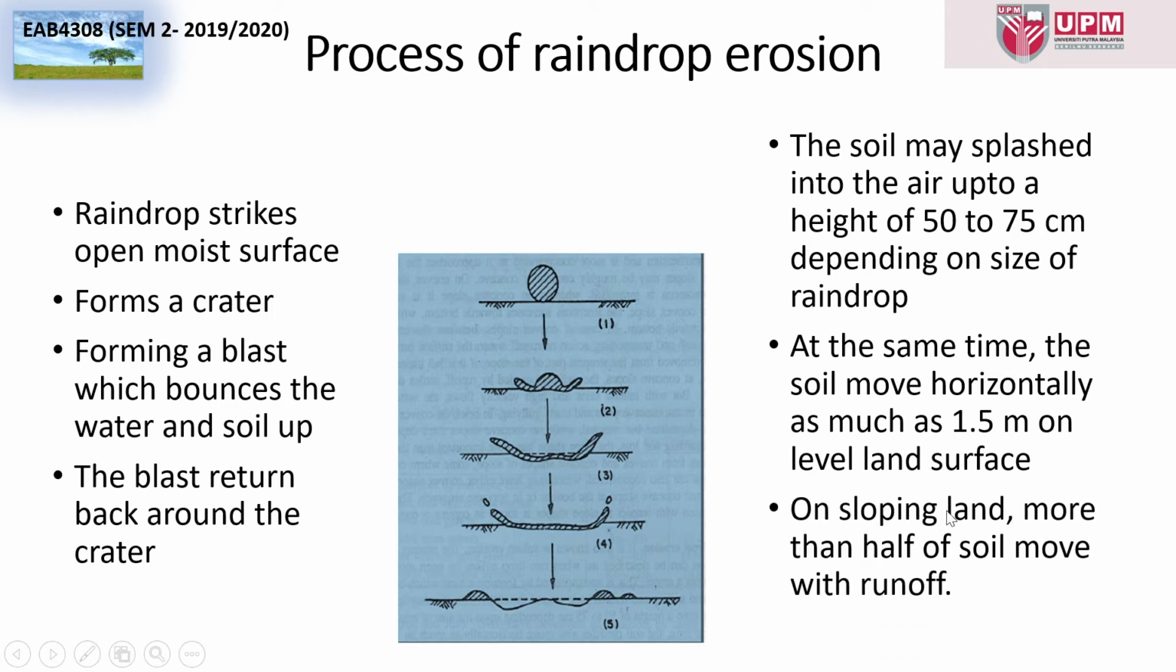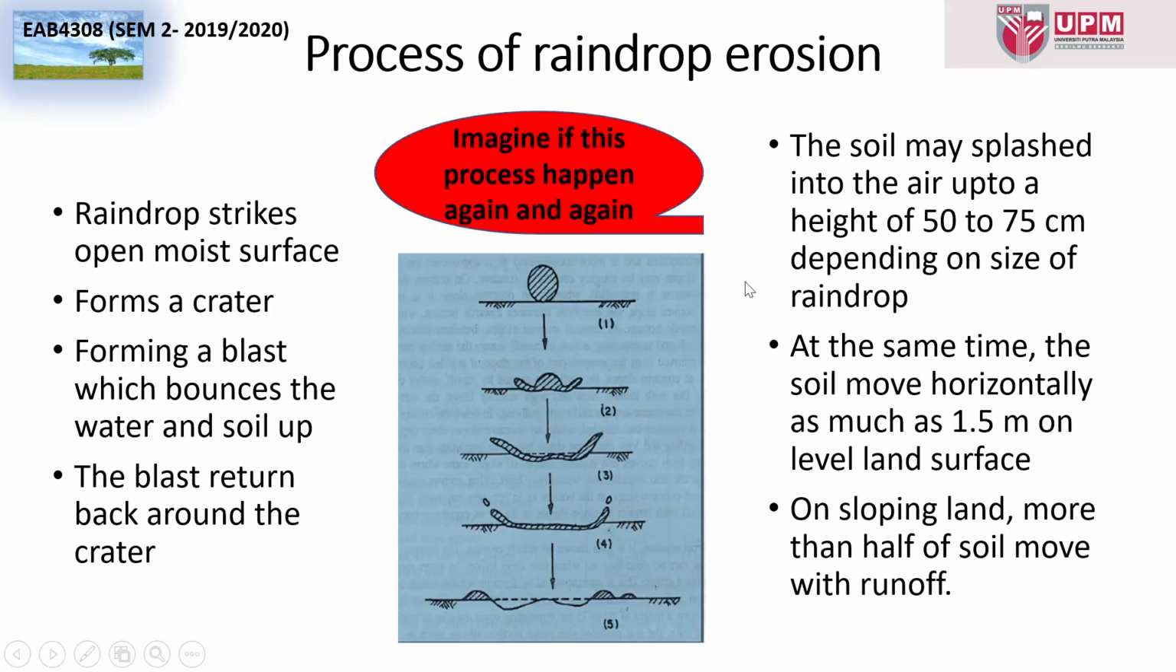On sloping land, more than half of soil move with runoff. So you can easily imagine how these things can happen because we have a lot of rainfall here in Malaysia. But imagine if this process happen again and again, what will happen? Of course, erosion will happen because of raindrop.